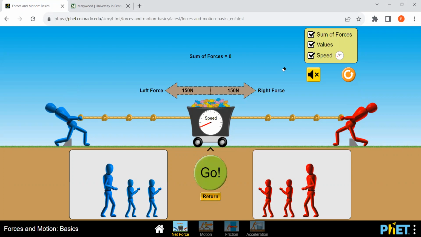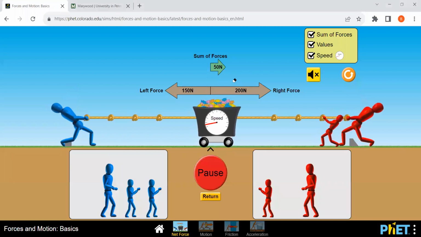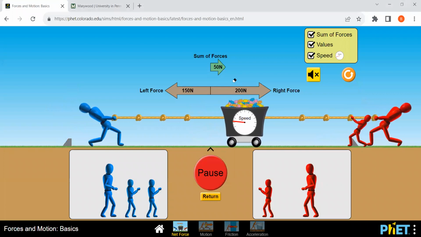Now if we have a net force that is not equal to 0, for example here, to the left we have 150, and to the right we have 200 Newton. So plus 200 Newton and then minus 150 Newton. The net force is plus 50 Newton. Plus 50 Newton means to the right. Because the net force is not equal to 0, the sum of forces is equal to 50 Newton, we expect some motion. So let's see. You see that there is motion in the direction of the net force.